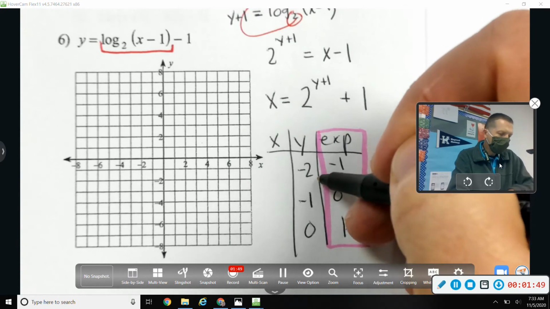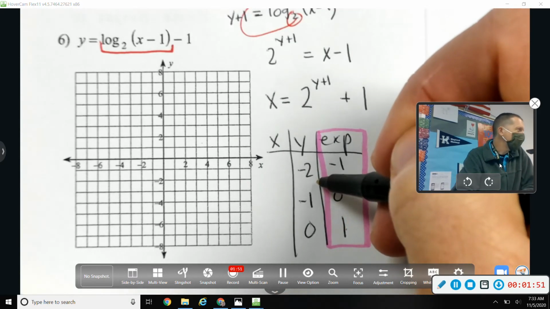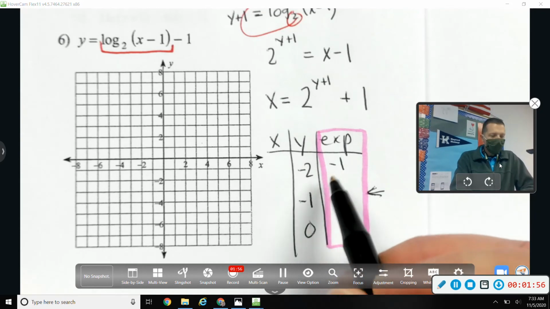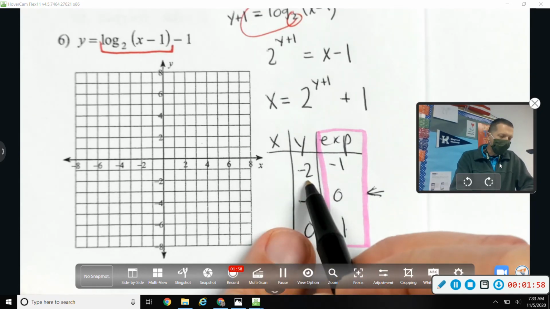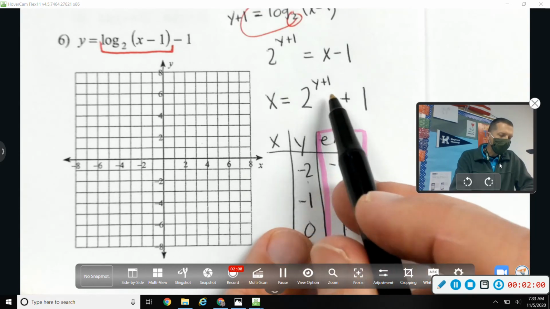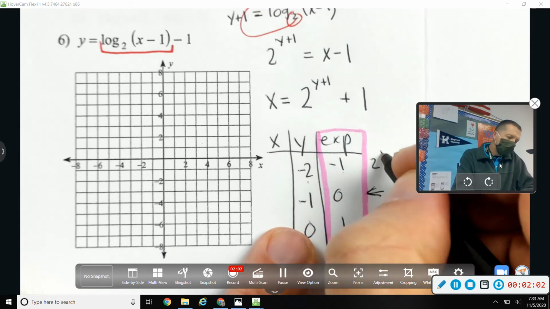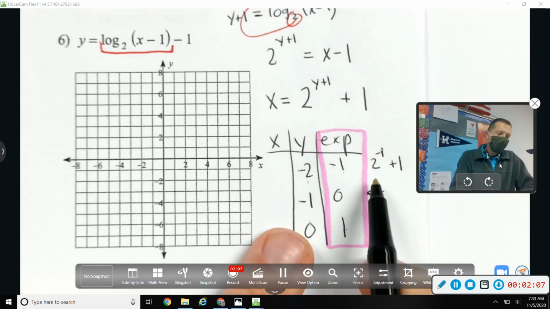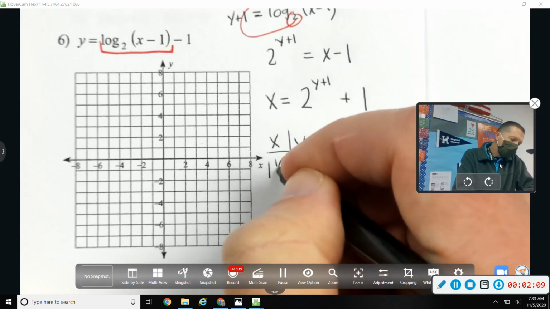Plug in the y values, although it's kind of halfway done for you already because we forced the exponent to be -1. So if I plug in y equals -2, I know the exponent's -1. 2 to the -1 plus 1. That would be a half plus 1. So 1.5.